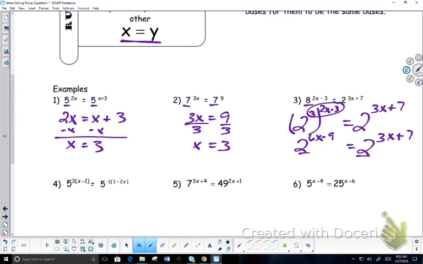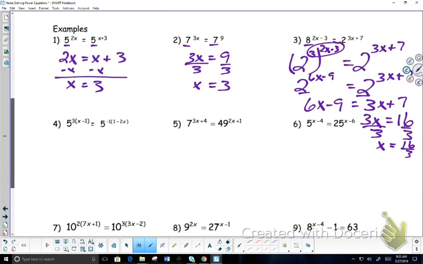Now I have like bases. So I can do 6x minus 9 equals 3x plus 7. And then at this point I could solve: subtract my 3x, giving me 3x, add my 9, giving me 16, divide by 3, and I get x equals 16/3.